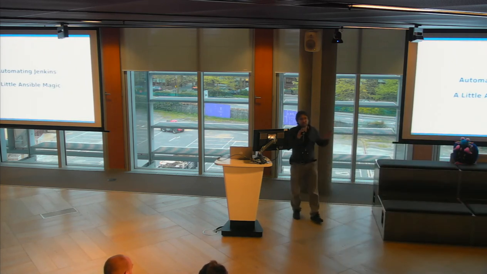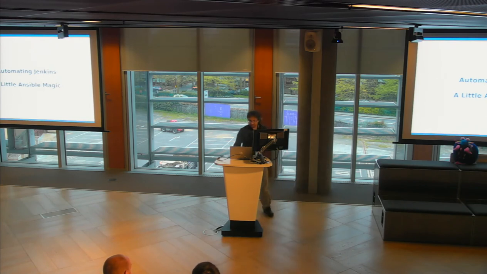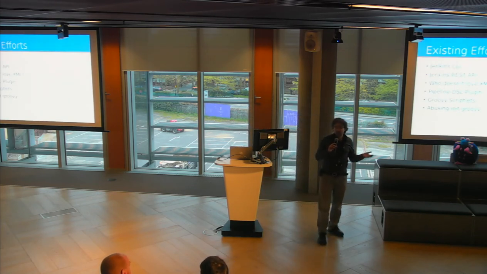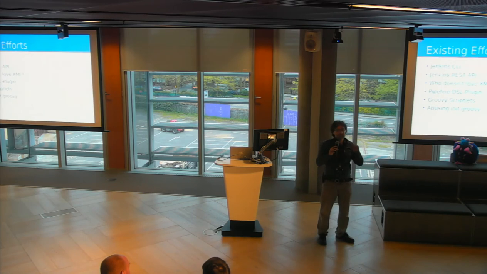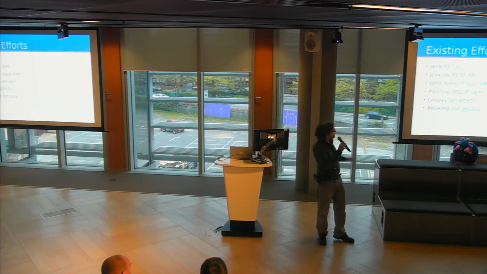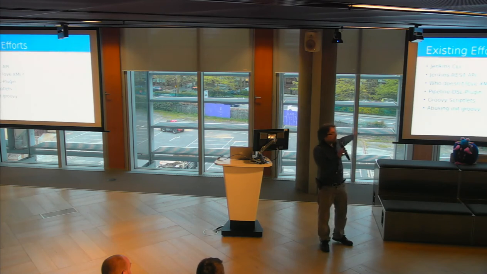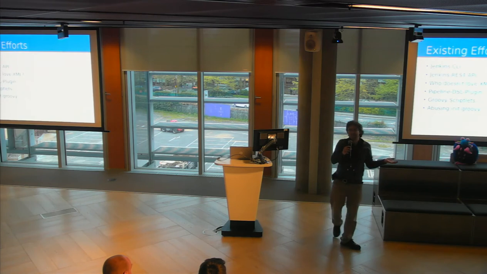So, automating Jenkins, a little Ansible magic. I'm sure we are all familiar with how much fun it can be to automate Jenkins. There are, of course, a number of existing efforts and projects and bits of snippets on GitHub all around the place. Commonly, people throw XML at Jenkins CLI or using the REST API, but you know, who really loves XML?